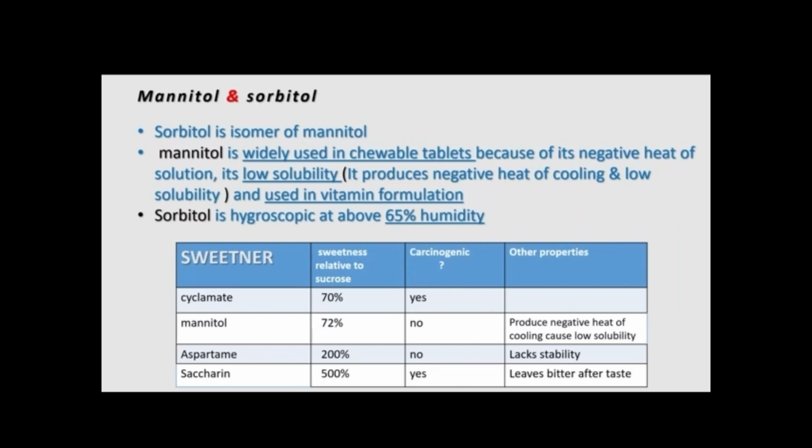For aspartame, it lacks stability, and saccharin leaves a bitter taste. After we take a tablet consisting of saccharin, not only do we have the bitter aftertaste, we also get cancer. So saccharin is not used for tablets anymore. Next, disintegrant. So what is a disintegrant?